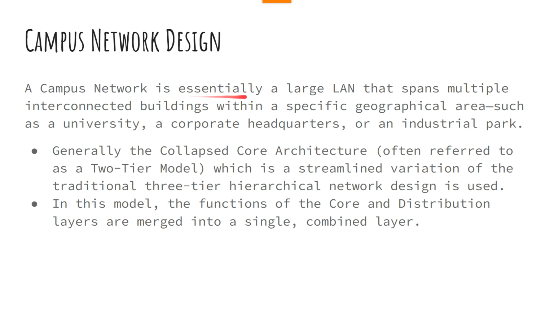A campus network is essentially a large LAN that spans multiple interconnected buildings within a specific geographic area, such as a university, a corporate headquarters, or a small industrial park. In such a case, a collapsed core architecture is used. This is nothing but a 2-tier model. We'll see what this 2-tier model is, which is basically a modification of the 3-tier model.